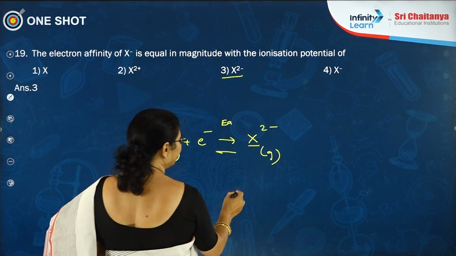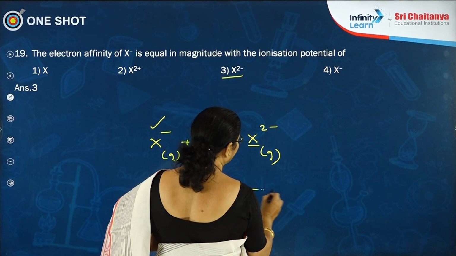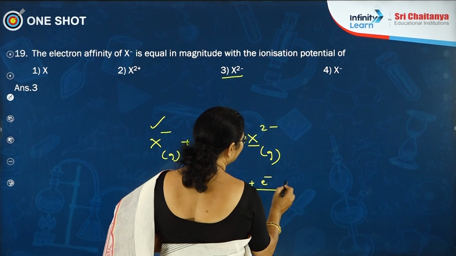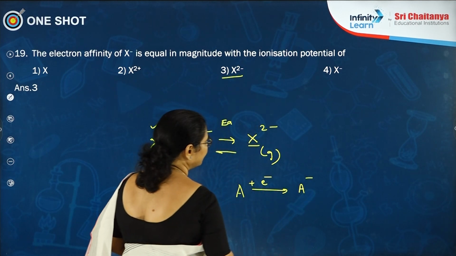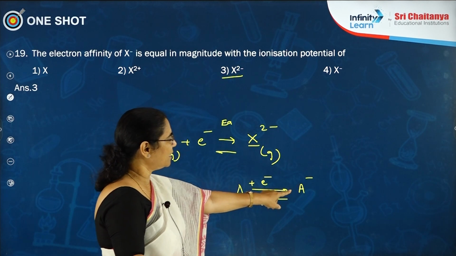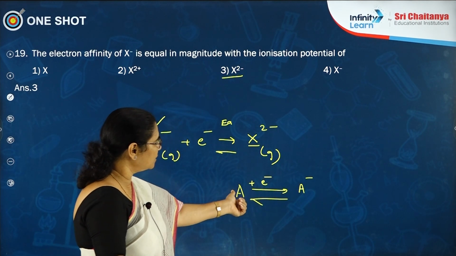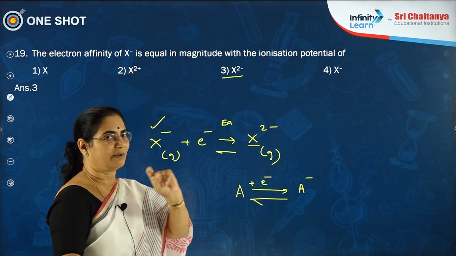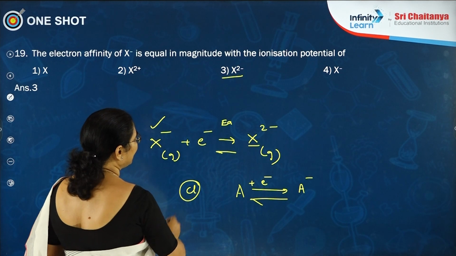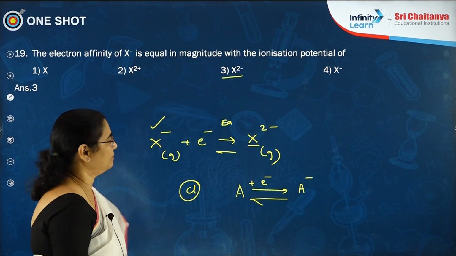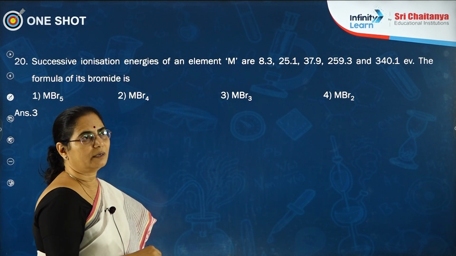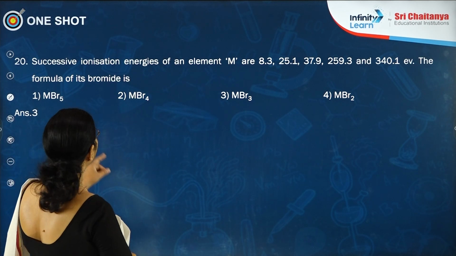Here children listen, A plus electron gives rise to A minus. The electron affinity of A is equal to the IP of A minus. This is valid for all except one element. Which element is it not applicable for? Chlorine. Chlorine's IP and electron affinity values are not the same, because chlorine is the element with the highest electron affinity in the periodic table.